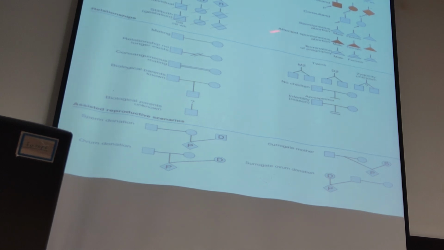If we have a spontaneous abortion, we draw a triangle. If we know the sex, we write down the sex: spontaneous abortion, male, female, or unknown sex. If we have an affected spontaneous abortion, we fill it in, for male and female. And if we have termination of pregnancy, male and female.